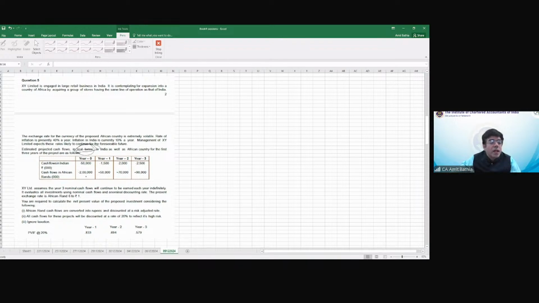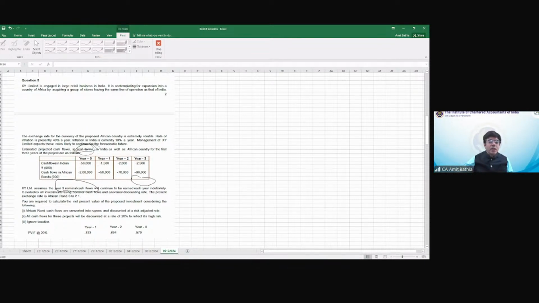All right, fair enough. Now, we are given cash outflow and inflow respectively. XY Limited assumes that year 3 nominal cash flows will continue to be earned each year indefinitely. So when we talk about year 3 cash flows being earned indefinitely, remember we had the constant growth formula which we have learned even with your dividend, right? Constant growth flows. So we are going to use the same concept over here to determine my constant growth formula, because this amount is going to be there indefinitely.